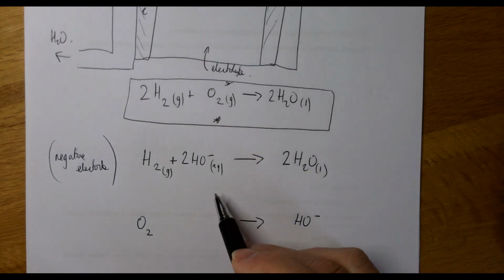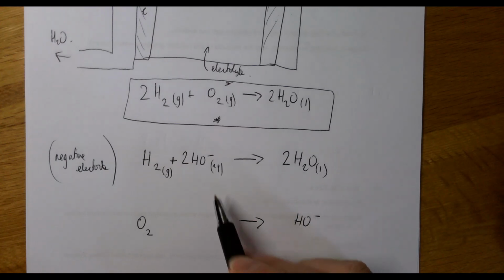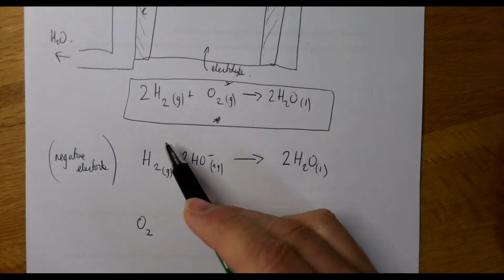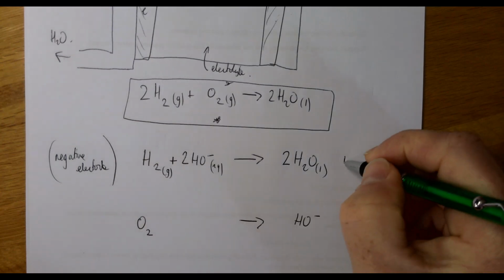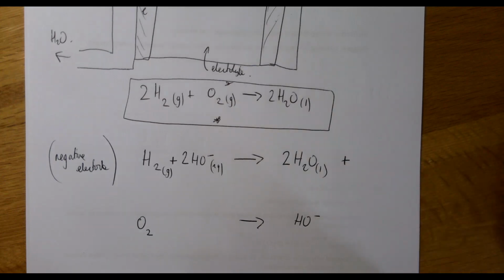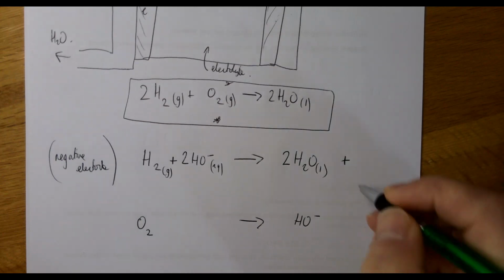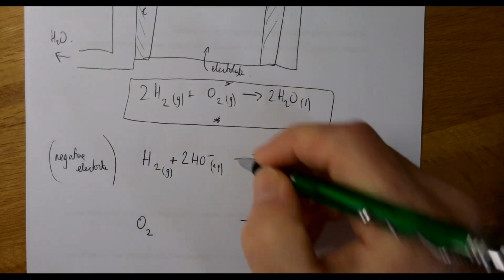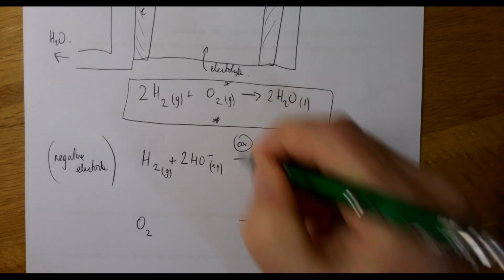It's not quite finished yet though, is it? Because there are 2 negative charges on the left, and so we need 2 negative charges on the right. Now, just like with any half equation, we put the electrons on the more positive side, so put them over there. So that's oxidation taking place with the negative electrode.